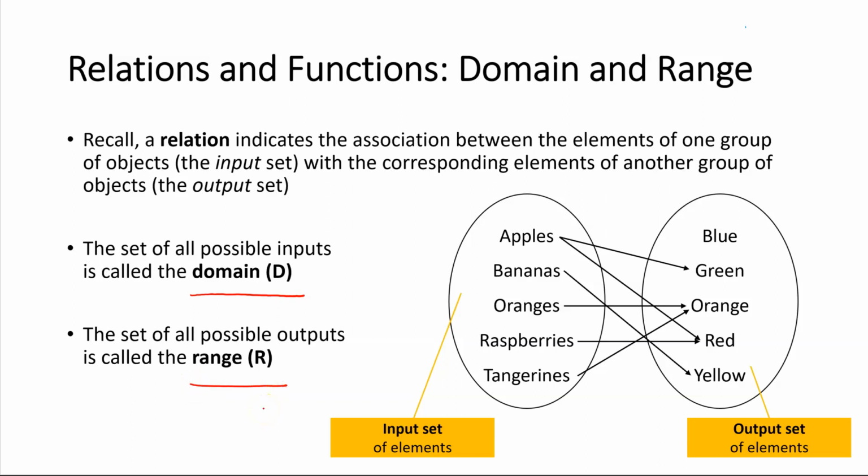So in this case, with this arrow diagram, which we saw in the previous class, the domain is all the possible inputs. So apples, bananas, oranges, raspberries, tangerines. The range is just the set of the outputs, all the possibilities there. Blue, green, orange, red, yellow.